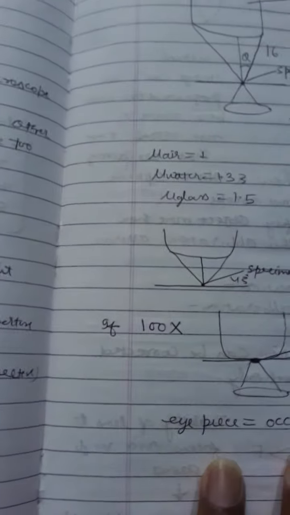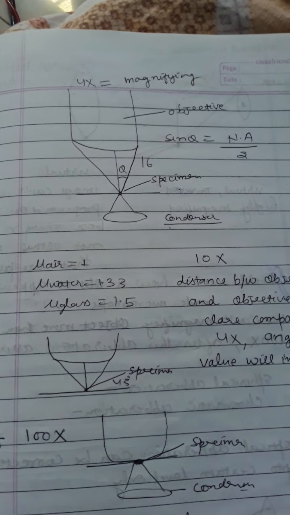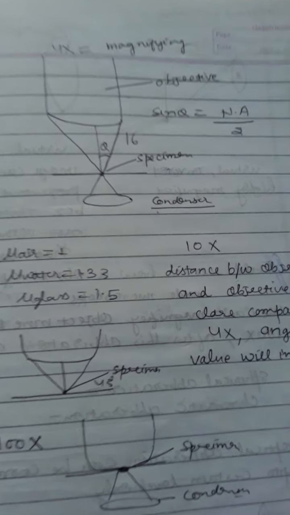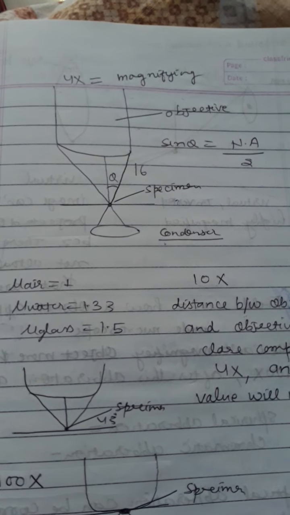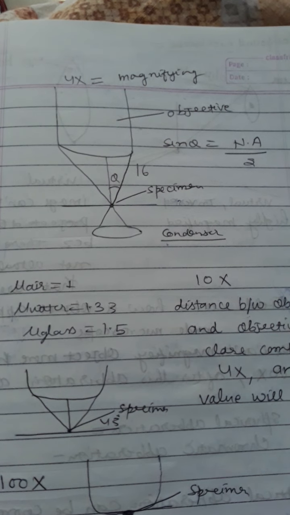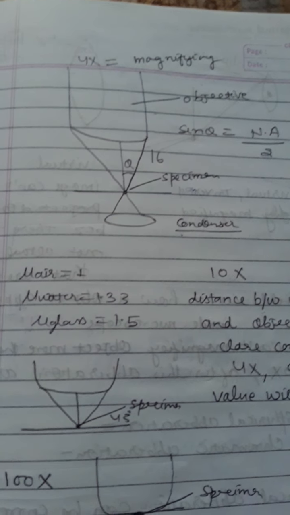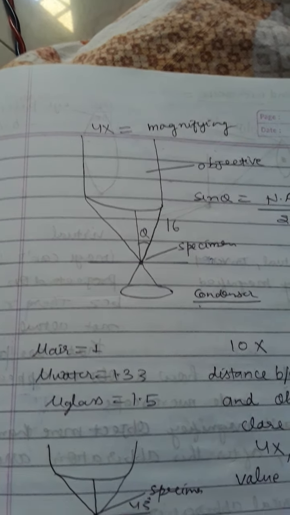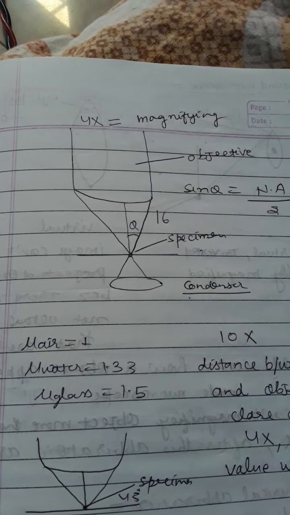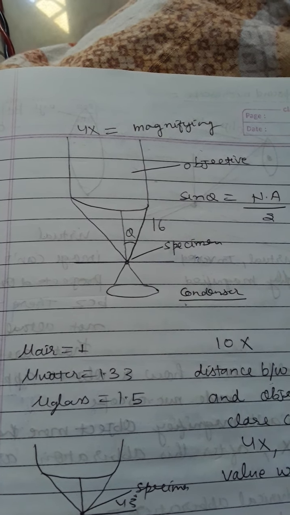Okay, you can see here, we are going to deal with certain properties. There is the objective, there is the specimen, and there are condensers. If it is written 4x, then it is called magnifying. It is going to magnify the object 4 times.